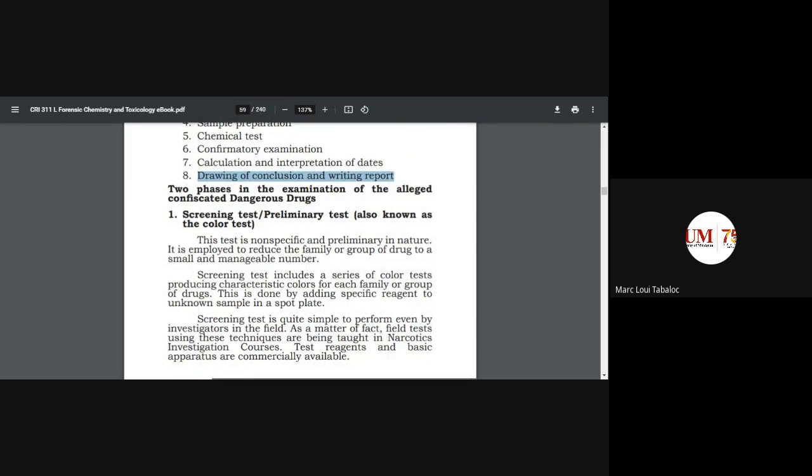So of course, in the forensic drug analysis, meron yung two phases of examination. Okay? Bawat examination, dalawang phases talaga yan. We have the screening or preliminary test or yung initial test. So, in forensic drug analysis dito sa ating bansa and for similar countries, it is basically easier and much more efficient to conduct a color test.